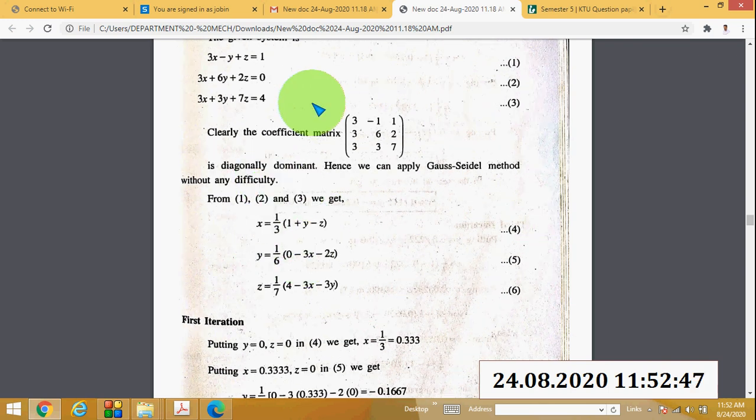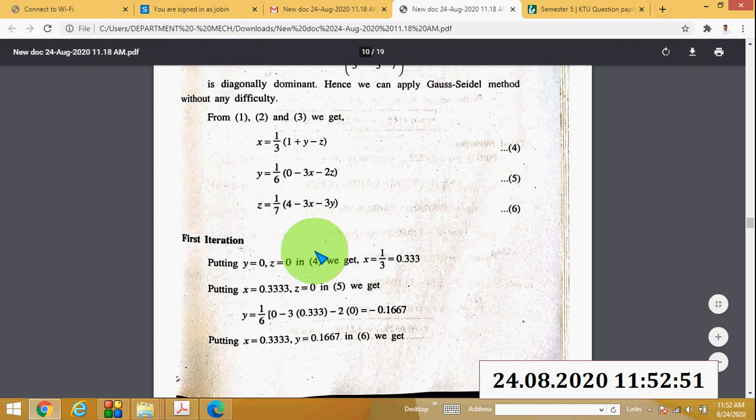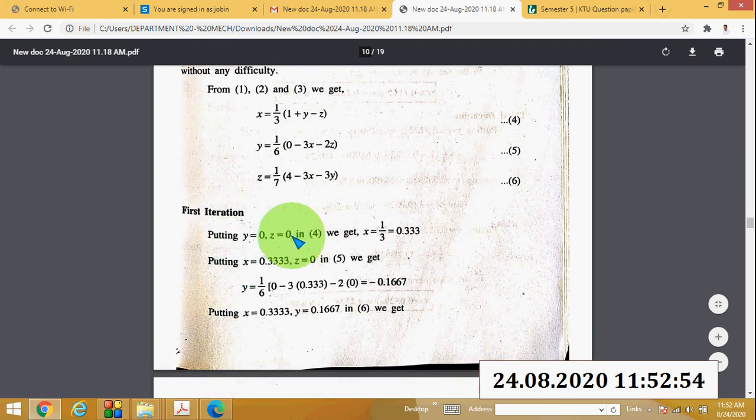Then from equations 1, 2, 3 you have to write the values of x, y and z. Then substitute the values of y and z as 0 in equation 4. You will get the value of x. Then with that x value and the z value, you have to substitute them in equation number 5.